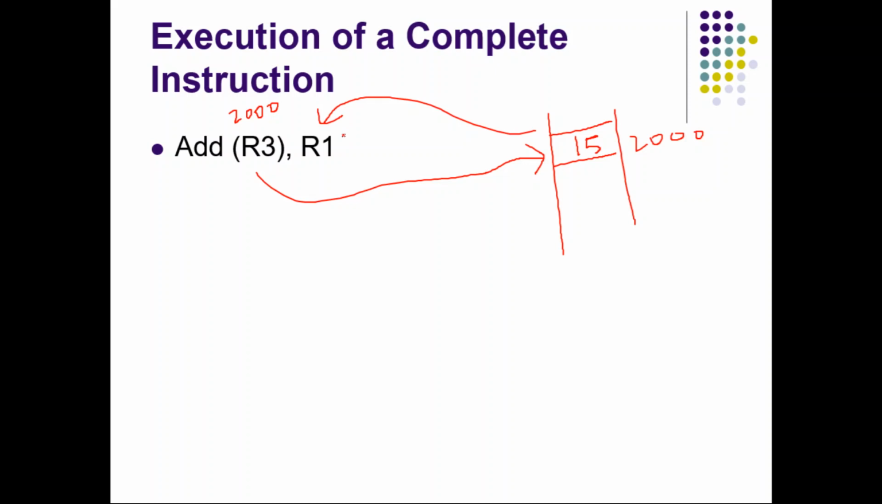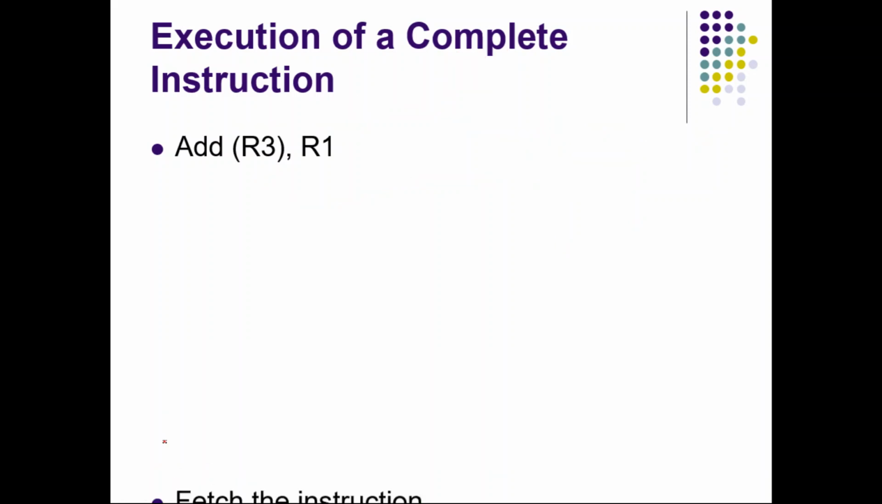Okay, let us assume R1 is a register. Let us assume it contains the value 20, right? So basically this instruction says that the content of the memory location 2000, which is 15, should be added with the content of R1, which is 20, right? And the result should be stored in R1. Finally R1 will hold 35. So that is the final outcome. But what are the steps involved in that? That is what we are going to understand.